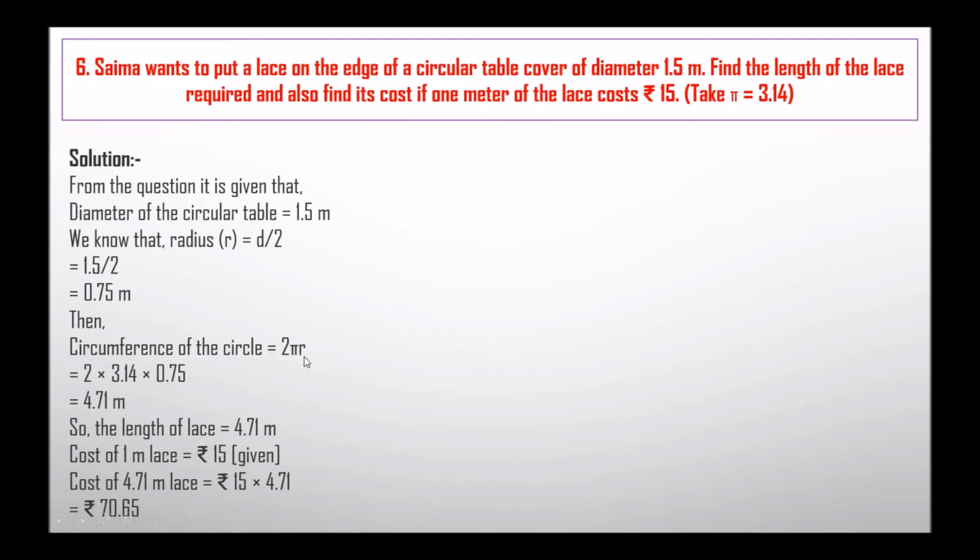Circumference equals 2 pi r. So 2 into 3.14 into 0.75, that is 4.71 meter. Length of lace equals 4.71 meter. Cost of 1 meter equals 15. So cost of 4.71 meter lace equals 15 into 4.71, that is 70.65 rupees.